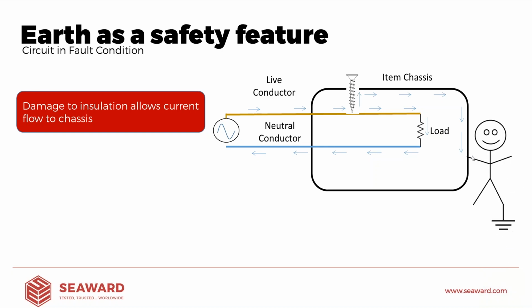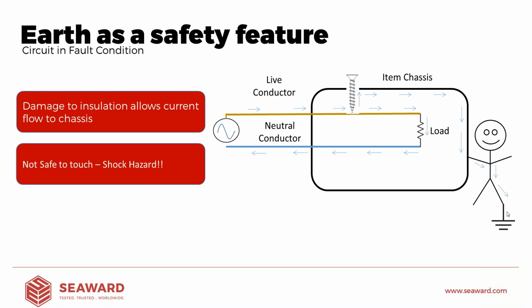If I was to come along and touch that, I'm now connected to ground. I'm now creating a path to ground. What will happen? Current will start to flow through me and away to ground. So I've now created a shock hazard. We've created a situation where if someone was to touch this product, there's a good chance they're going to get an electric shock. Our basic insulation has failed, so our first level of safety has failed in this case. So we now need to rely on something else. And in this case, we could fit a ground conductor.